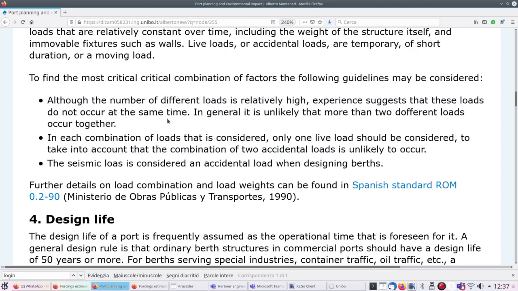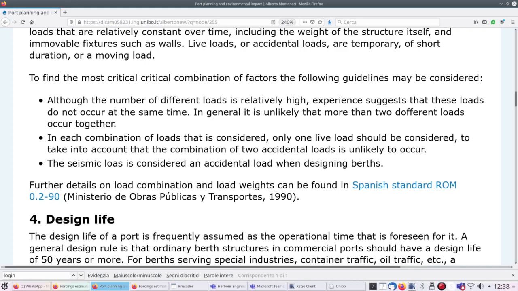So, first of all, there are a lot of loads potentially acting on a berth. If we go back to the figure that is above, you see that there are a lot of loads. So, it's a huge number. But our experience suggests that these do not usually occur at the same time. In general, it's unlikely that more than two different loads occur together. And in particular, if you consider the loads that we studied in detail from wind, waves, and currents, it's unlikely that the three of them occur all together. Usually, it's just enough to consider the combination of two of them.